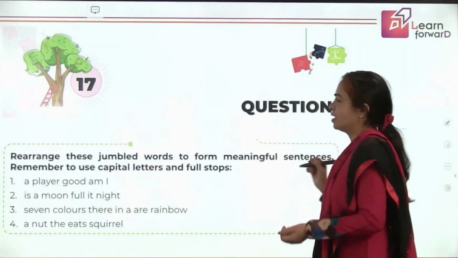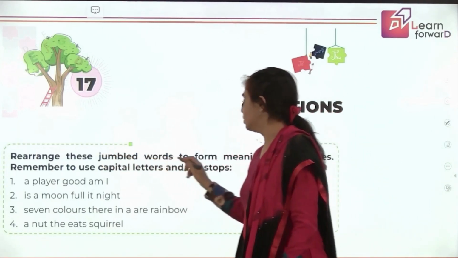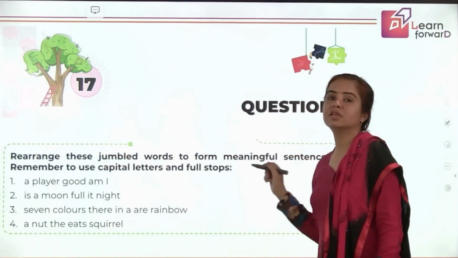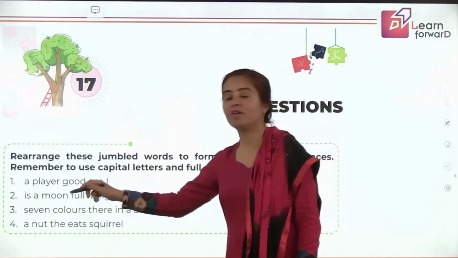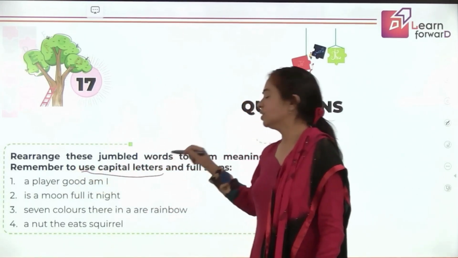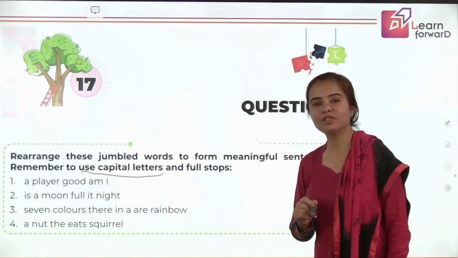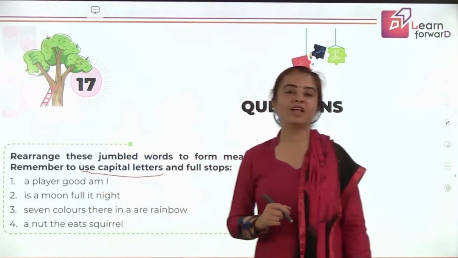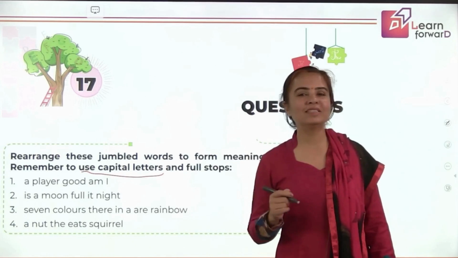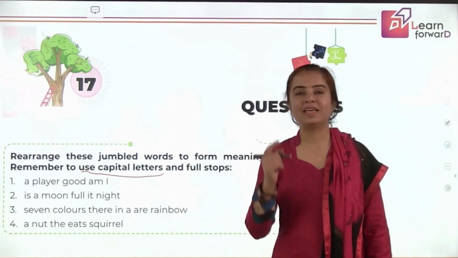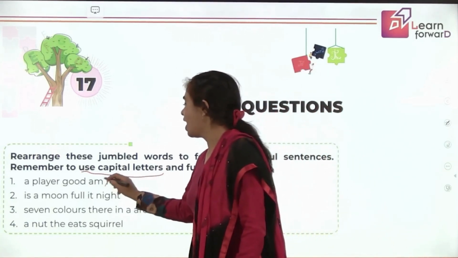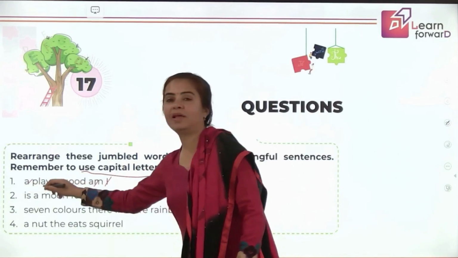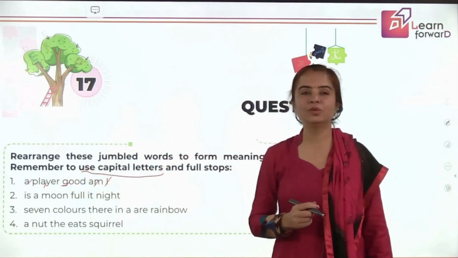Recall exercise. Rearrange these jumbled words to form meaningful sentences, and remember you have to start them with a capital letter and end it with a full stop. So let's do this. A player good am I. Who is going to give the answer? Come on, make a sentence out of it. Yes, that's perfect. I am a good player. That's the perfect answer. Let's do the next.